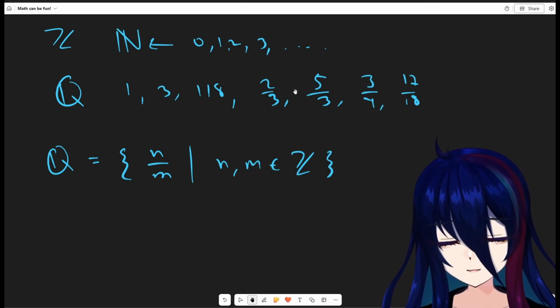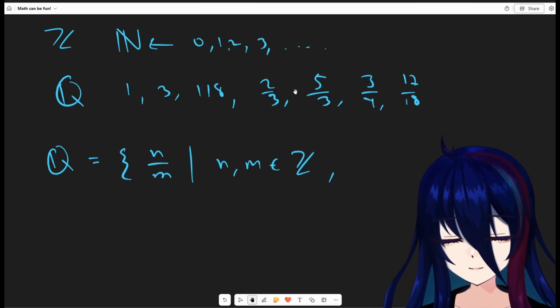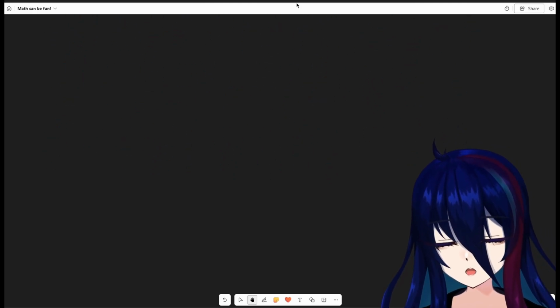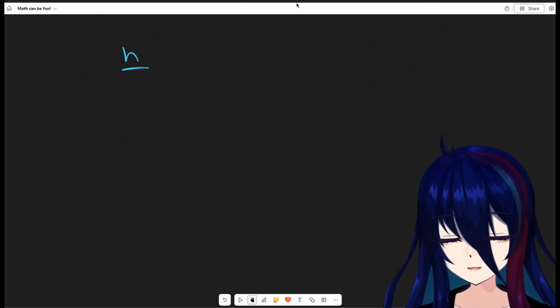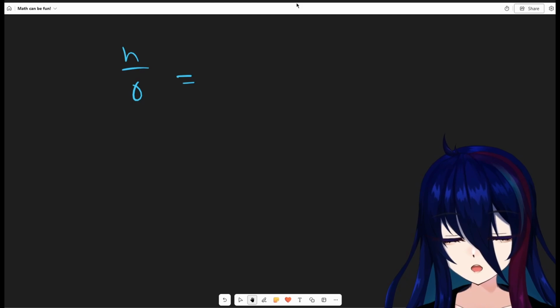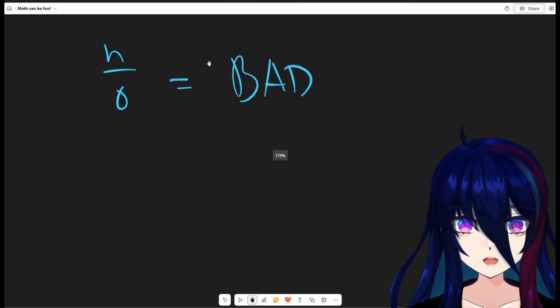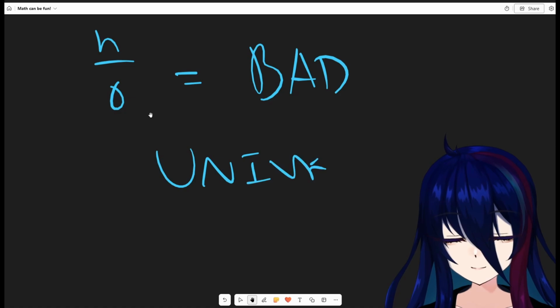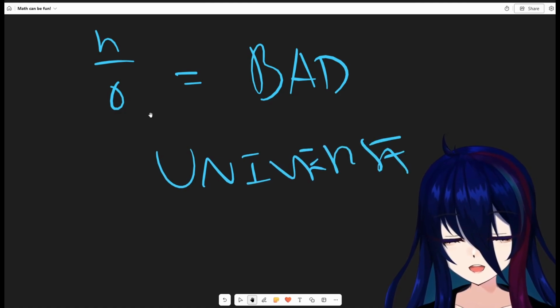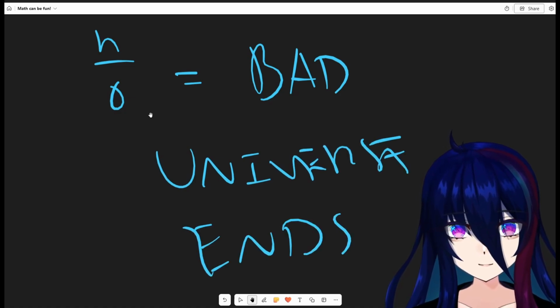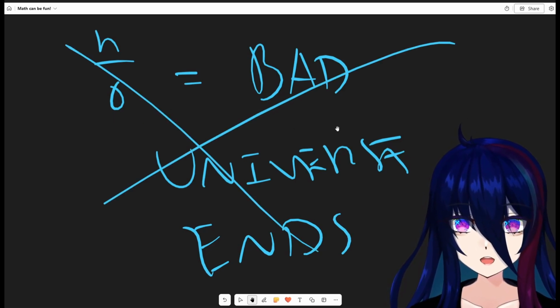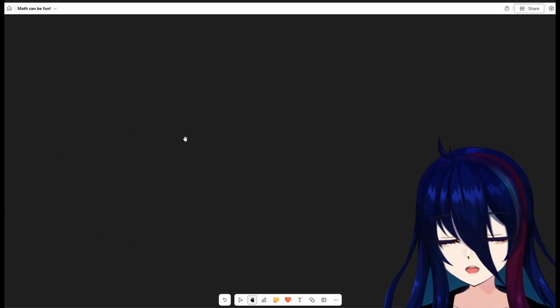However, there's an important piece to this. m cannot equal 0. You know why? Because if you get n divided by a 0, that is bad. You know what happens? The universe ends. So yeah, we don't want to do that unless you're a supervillain, which I might be, but not disclosed until later. So we continue on.